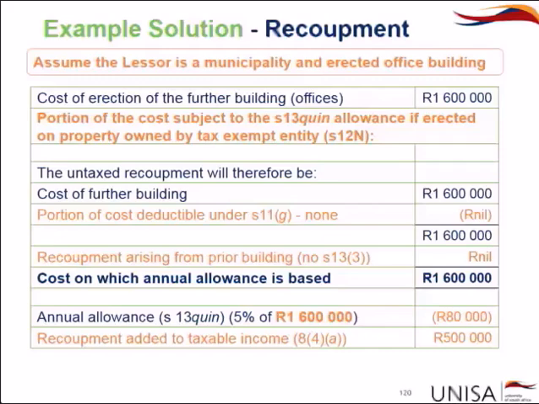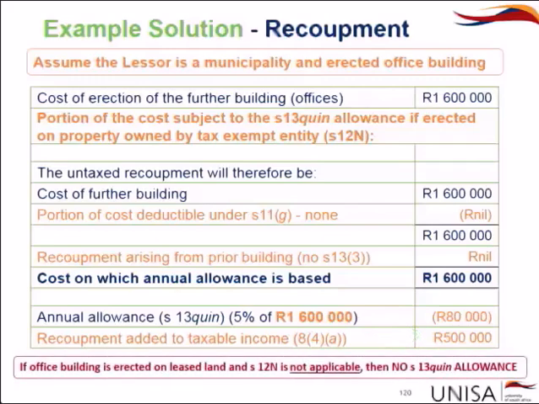Remember, we will include that full 500,000 allowance in our taxable income as a recoupment because we are not allowed to set it off against the cost. Just remember, if an office building is erected on leased land and Section 12N is not applicable, then no Section 13 quin is allowed. Okay, remember, we only get Section 13 quin where Section 12N applies. So in the case where we exceed the contract value, we cannot apply Section 13 quin if the lessor is not a tax-exempt entity.